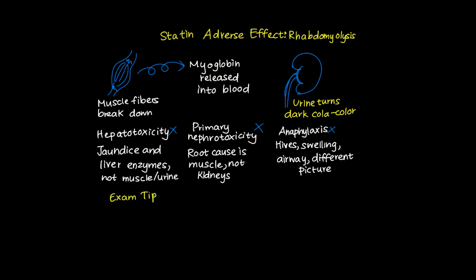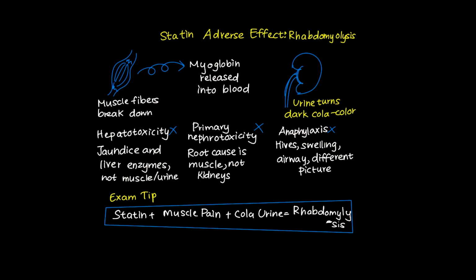Here is a WGU D441 OA exam tip for you. Statin plus severe muscle pain plus dark cola urine equals rhabdomyolysis. That is the only answer. The cola-colored urine from myoglobin is the giveaway detail. Quick recall hook: statin plus muscle pain plus cola pee equals rhabdo. Remember the cola.